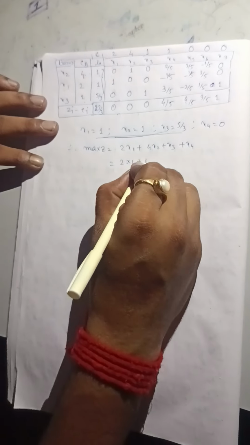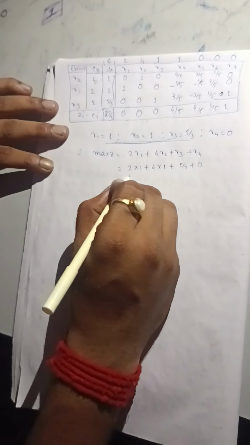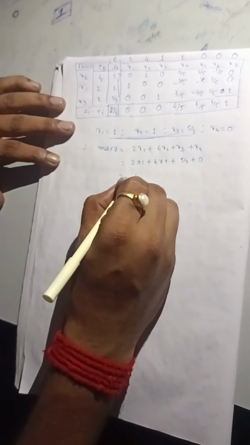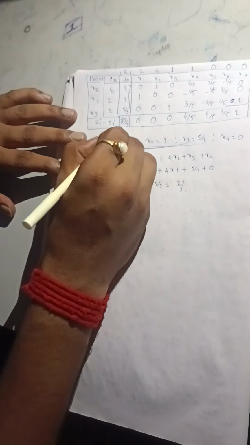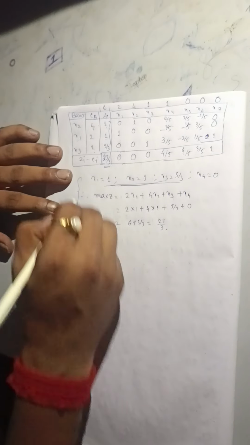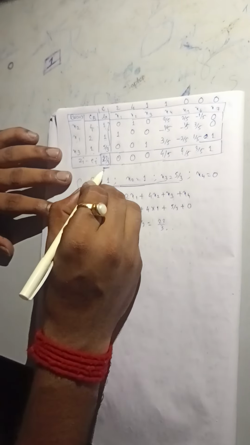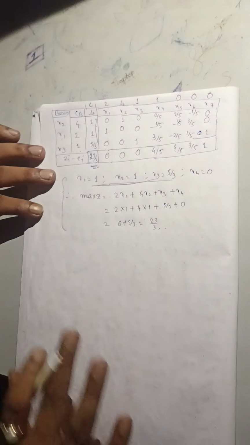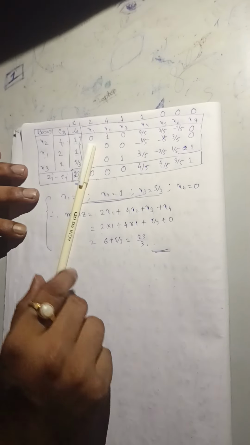So I have to find the point where the value will become maximum, and put this point over there. x1 equals 1, so 2 into 1 plus 4 into 1 plus 5 by 3 plus 0. That is 2 plus 4, 6, plus 5 by 3, so it will be 23 by 3. You can write it from here also, or directly write this as the maximization value. So maximize z equals 23 by 3. This is the simplex method, and you can solve any problem this way. Okay. Thank you, sir.